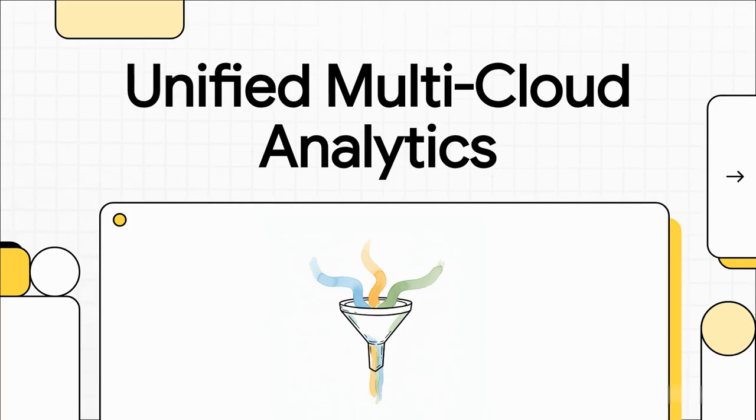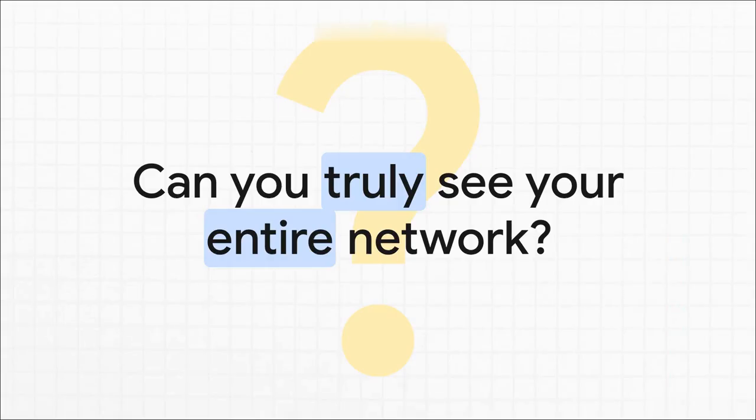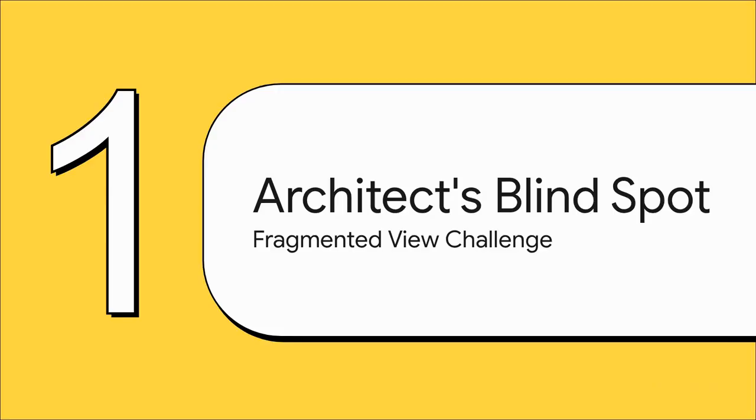Let's dive in. Let me ask you a simple question. Can you truly see your entire network all at once? I mean, everything. If you're juggling workloads across AWS, Azure, and GCP, the honest answer is probably, it's complicated. And that fragmentation, that's the exact problem we're going to tackle.